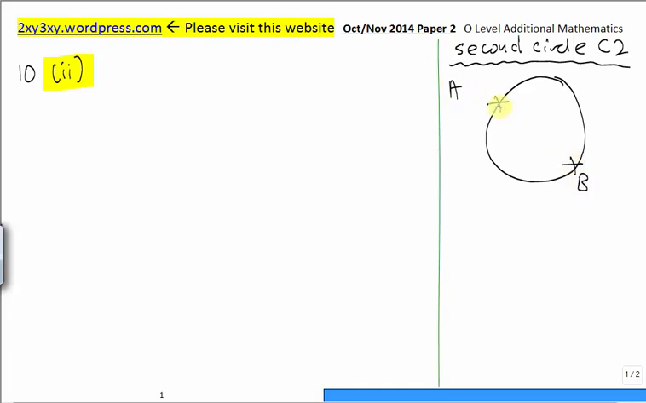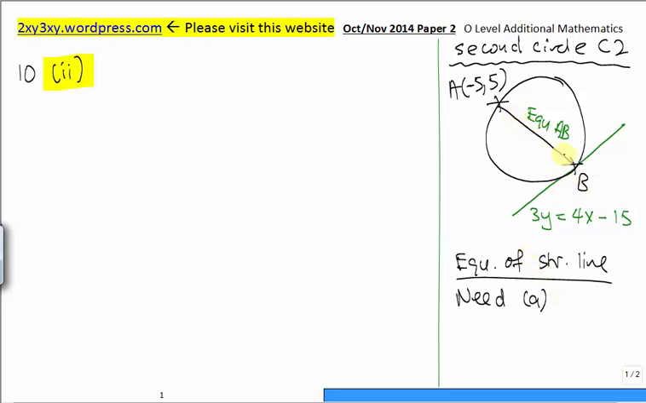So this is a diameter of the circle, and we are told that the point A has the coordinate (minus 5, 5). And we are told that the tangent at B, let's draw a tangent at B, has the equation 3y equal to 4x minus 15. We are asked to find the equation of this diameter line AB, and find the coordinate of B. To find the equation of this straight line, we need two things.